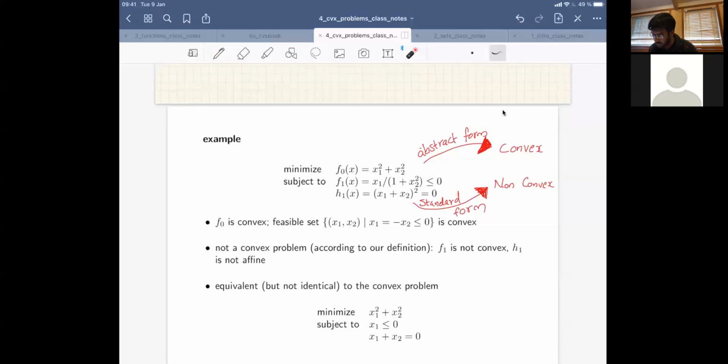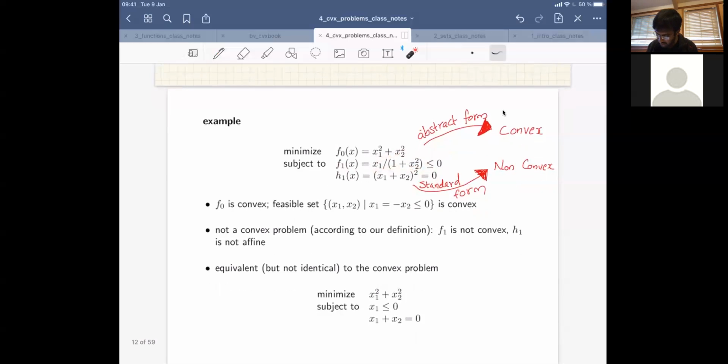For example, if you take this, what was our requirement for the problem to be convex? The equality constraint has to be defined using a linear or affine constraint, right? But here we have a square, so it looks like it is not affine. But be careful here. Also, this function is not a convex function. We can maybe plot it in MATLAB and see this.